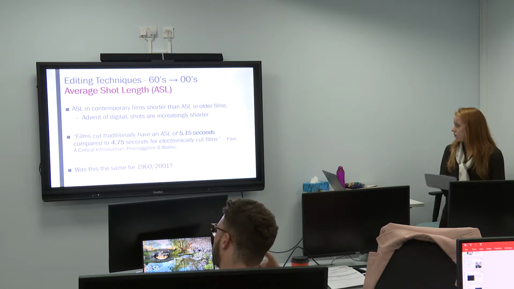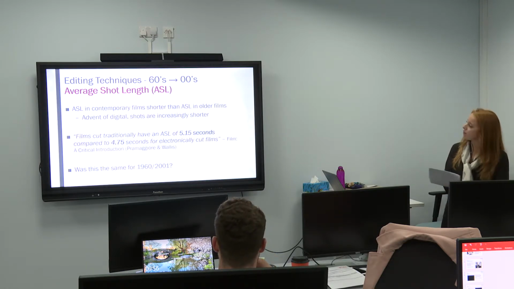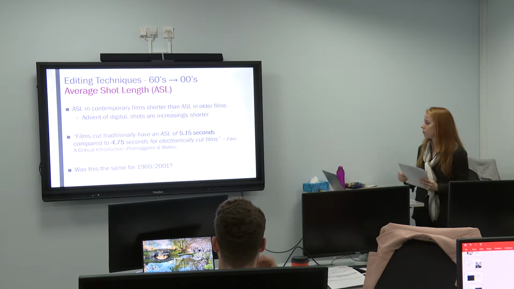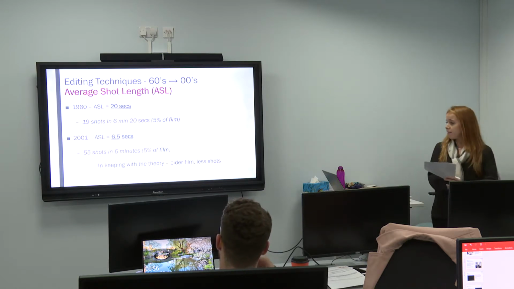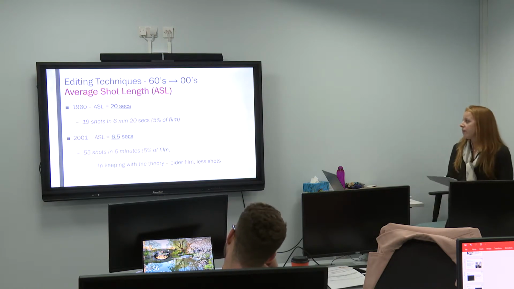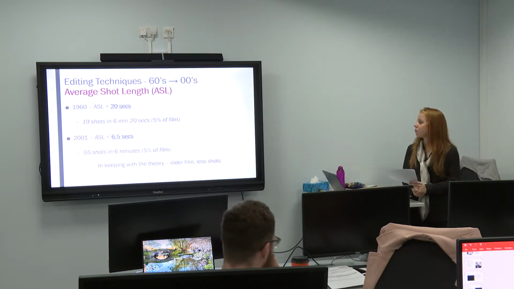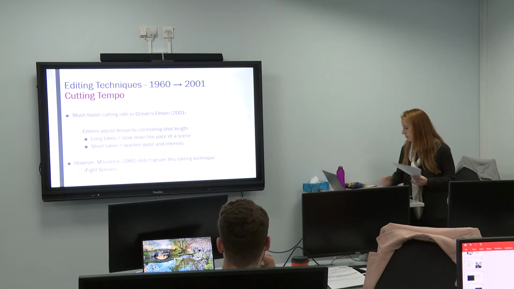Found a quote which says films cut traditionally have an average shot length of 5.15 seconds compared to 4.75 seconds for electronically cut film. So I wanted to see if this was the same for my films chosen. I came to the conclusion that yes, this was true. The 1960 film had an average shot length of 20 seconds. This was taken from only 5% of the film. Again, if I was to conduct my research more in depth, I would watch the whole film and count all shots. And the 2001 film, 6.5 seconds. So it is in keeping with the theory.